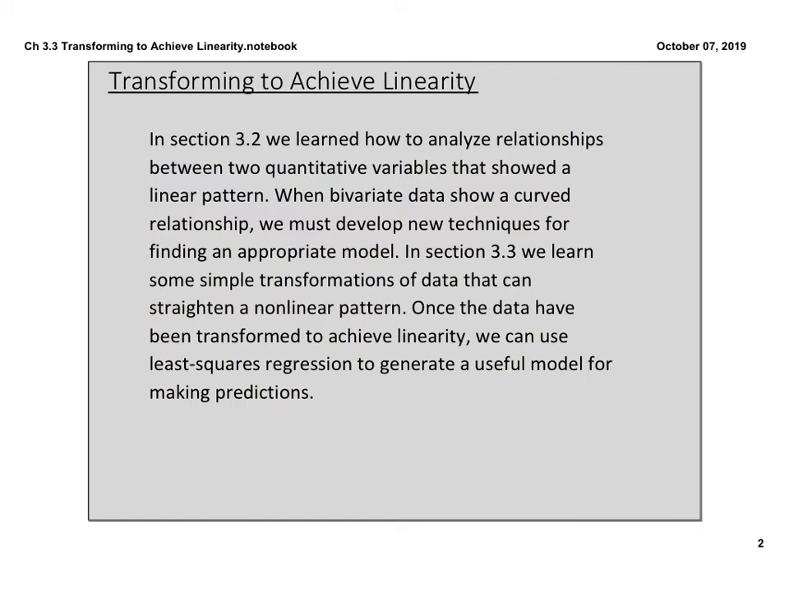So in section 3.2, we learned how to analyze relationships between two quantitative variables, and that showed us a linear pattern. But when bivariate data, so data that has two variables, shows a curved relationship, we must develop new techniques for finding an appropriate model. So in section 3.3, we're going to learn some simple transformations of data that can straighten a nonlinear pattern. Once the data have been transformed to achieve linearity, then we can use the LSRL to generate a useful model and make predictions.